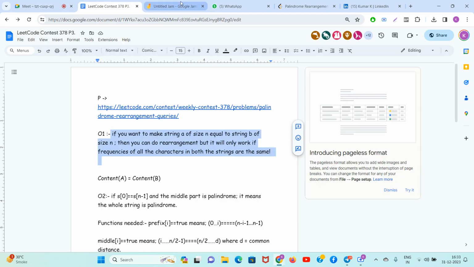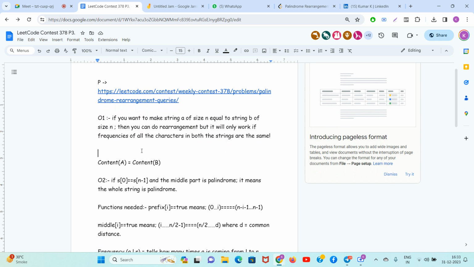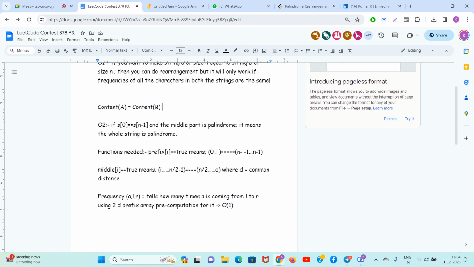So guys, you understood this basic prerequisite: given two strings a and b both of size n, can you convert one to the other by rearranging the characters? You can do it if the content is the same. Content is the same meaning what? Frequency of a, b, c, d, e, f, g, h, i, j, k, l, m, n, o, p, q, r, s, t, u, v, w till z. If the frequencies of all the characters in both the strings are the same, then you can rearrange them and make both of them equal. Simple: sort both the strings. If after sorting both strings look the same, then they will be equal. But for that, each character should be occurring the same number of times in both the strings.